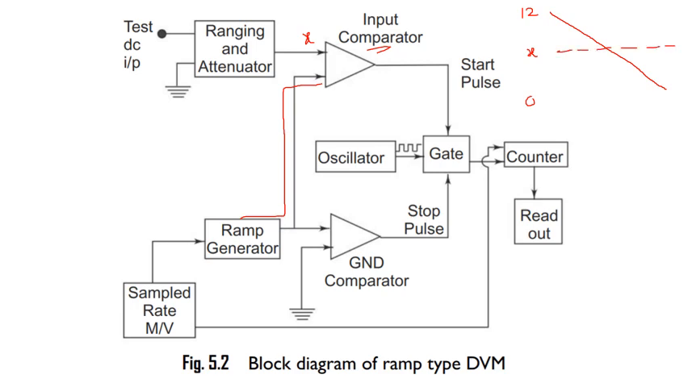Okay, so this is my first coincidence, and then you have the second coincidence at ground level. What we are doing is measuring the time between the first coincidence and the second coincidence using oscillator pulses. Depending on how many pulses you have measured and the period of each pulse, you can calculate the time.